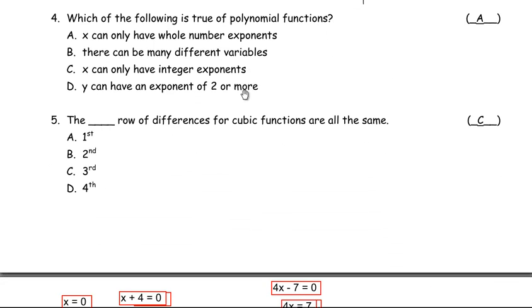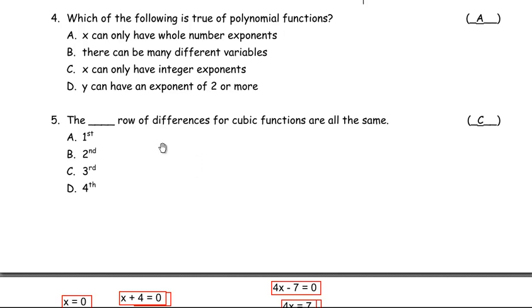Number 4, which of the following is true of polynomial functions? And A is x, and I suppose I could have put the independent variable instead, can only have whole number exponents, but that's certainly the best of the 4 definitions here. There cannot be many variables. X can have integer exponents. Well, integers can be negative. You can't have x to the power of a negative, so that's a no-no. Y can have an exponent of 2 or more. That's not the case. Y, or the dependent variable, has to have just the power of 1.